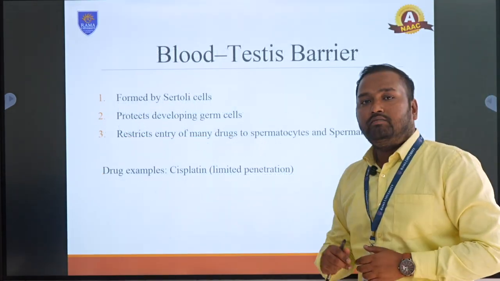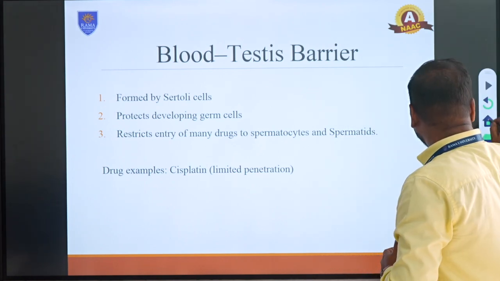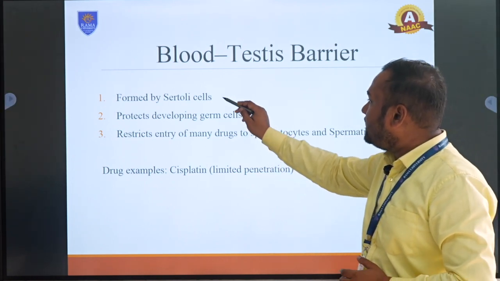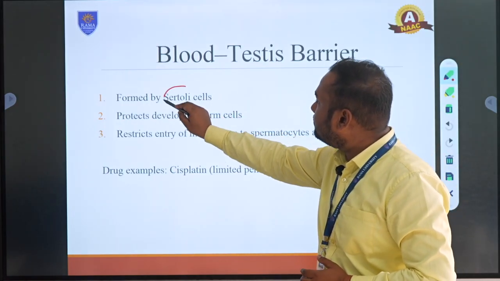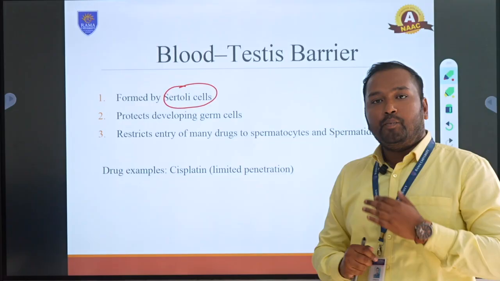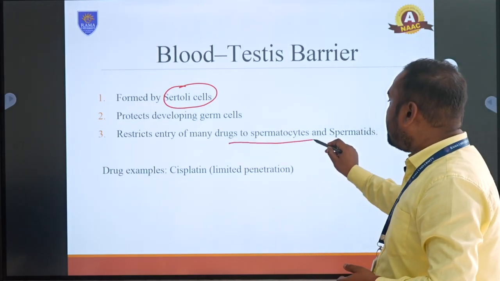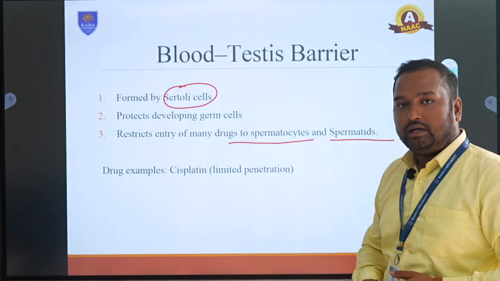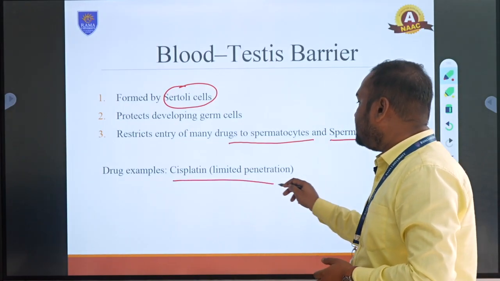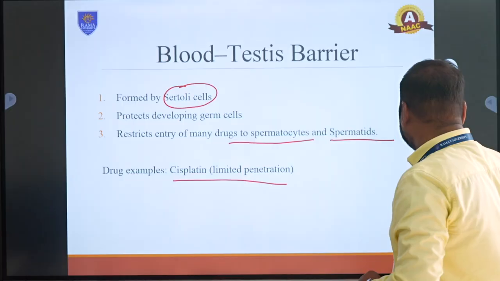Then we have the blood-testis barrier. In the blood-testis barrier, the main junction is formed by the Sertoli cells. They form tight junctions and don't allow most drugs to penetrate, blocking entry of drugs to the spermatocytes and the spermatids. For example, cisplatin is limited in penetration across the blood-testis barrier.